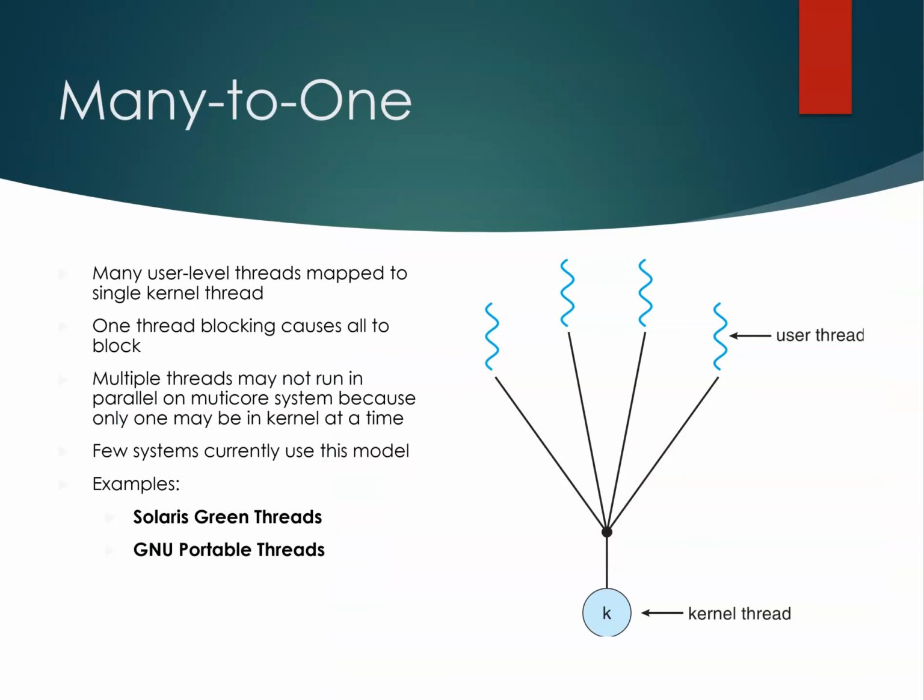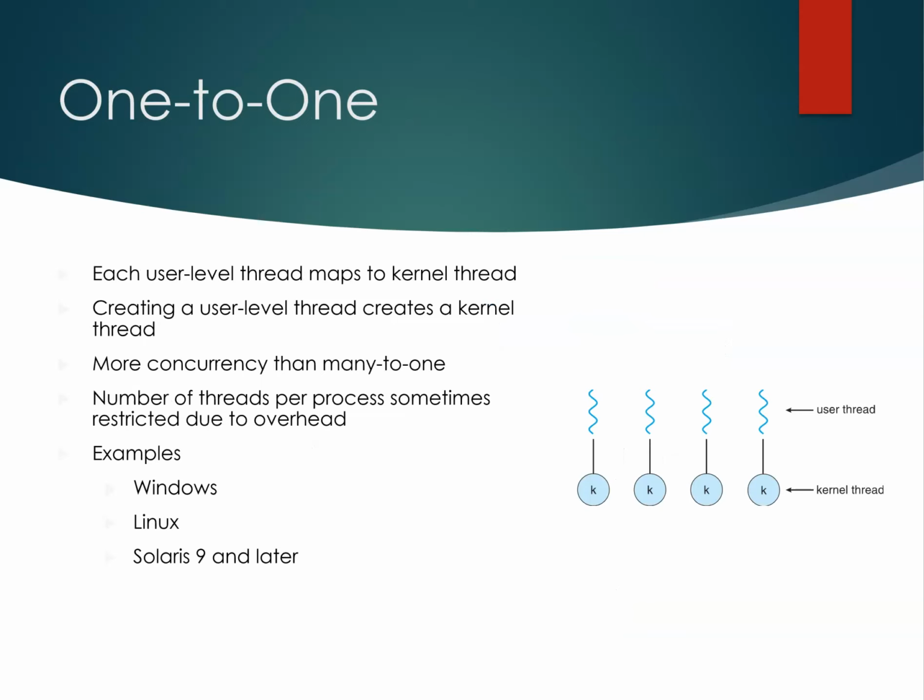Many-to-one. Many user-level threads are mapped to a single kernel thread. One thread blocking causes them all to block. Multiple threads may not run in parallel on a multi-core system because only one may be in the kernel at a time. Few systems currently use this model because it kind of kills some of the advantage of using threads.